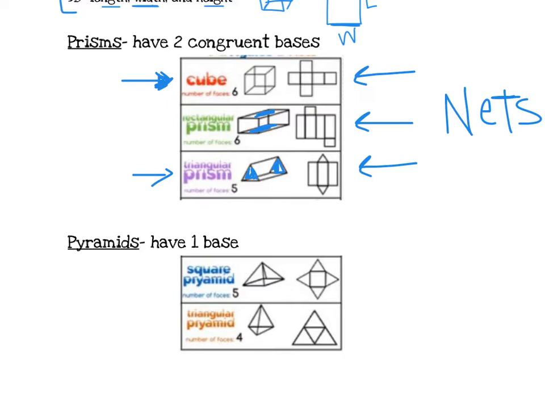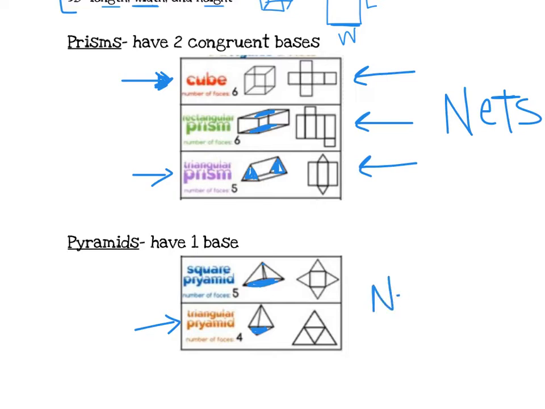And then we're also going to be focusing on pyramids. Pyramids are special because they only have one base. So here you can see we have a square pyramid. So the base is a square. Opposite that base is a vertex. And then the lateral faces on a pyramid are triangles because those faces have to come up to make that vertex. This next one is a triangular pyramid. You see how the base is also a triangle, and then the other three faces are triangles as well.